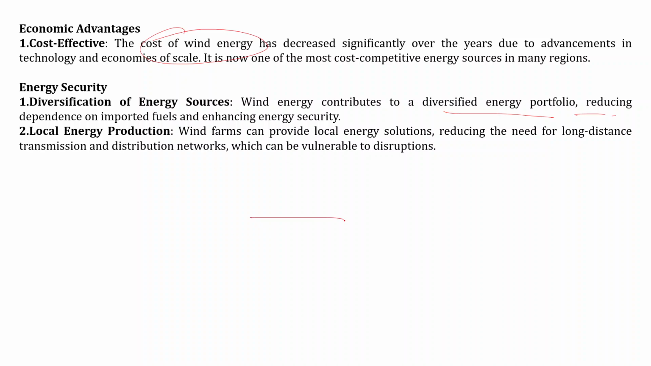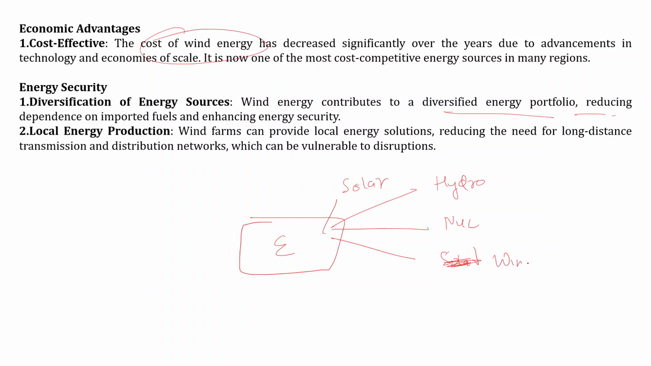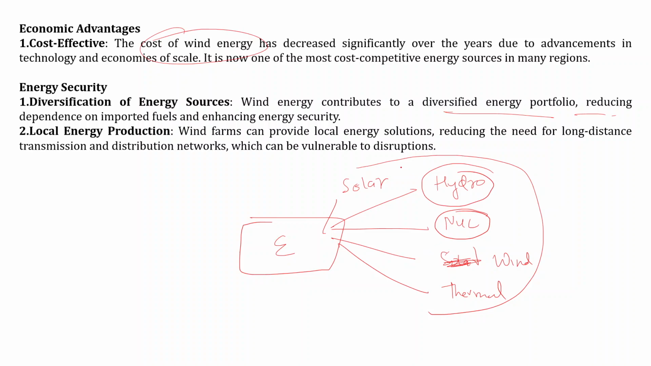Actually, what happened here is this: let's say we have a demand of energy. This energy demand can be met by hydro. There is also nuclear, wind, solar, and thermal based. So what it does here is diversify the energy demand, so that our energy demand is not limited to only one or two options. We have several options.